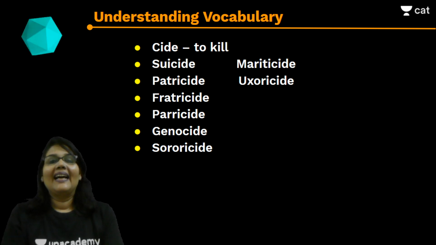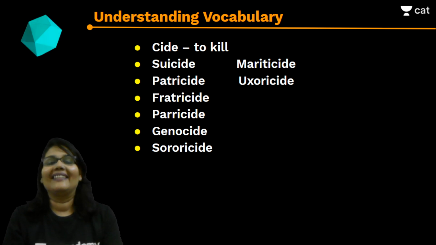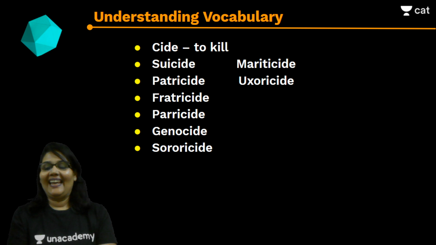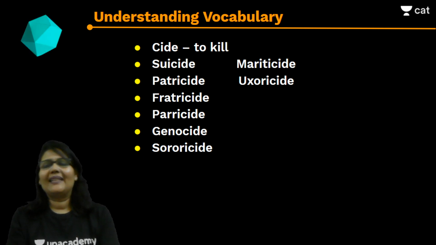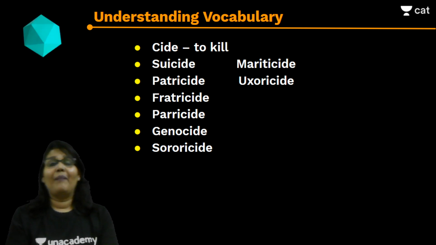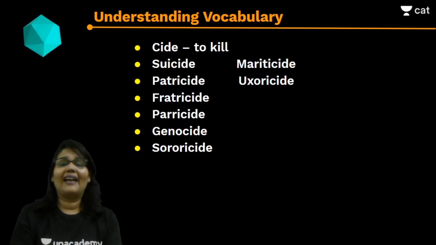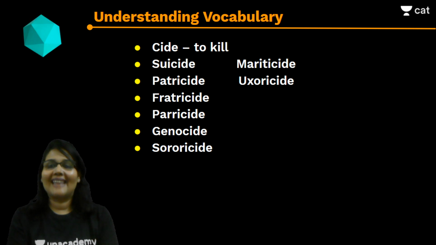Okay, guys, let's look at the next one. Oh my God, this is fun. CIDE. CIDE means to kill. Now, how many sides do we have? Suicide, patricide, matricide, auxiliaricide, mariticide, sororicide, fratricide. Yes, yes, yes. I know I'm going very fast, but I'm going to explain it to you one by one.